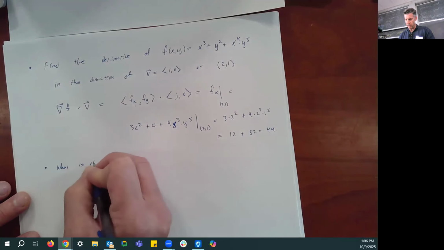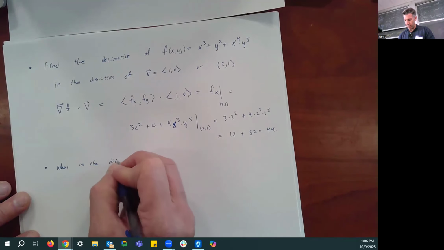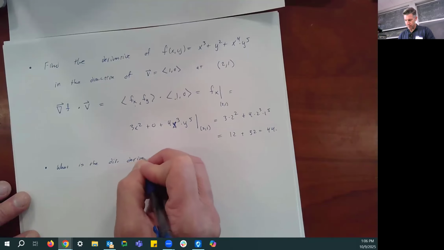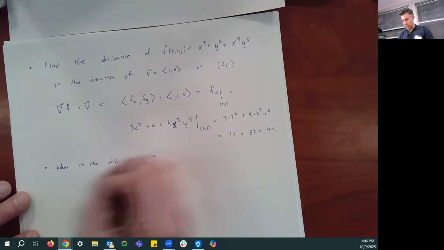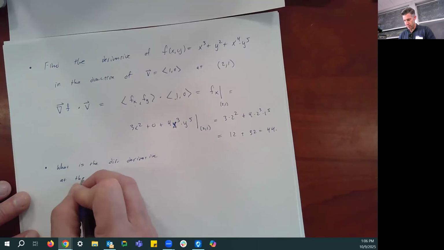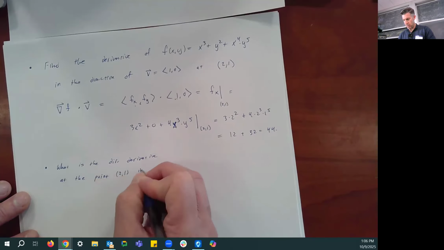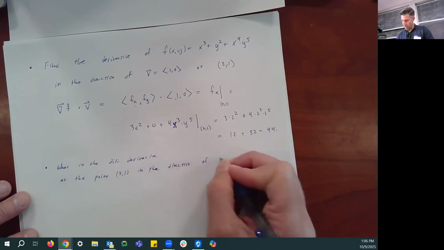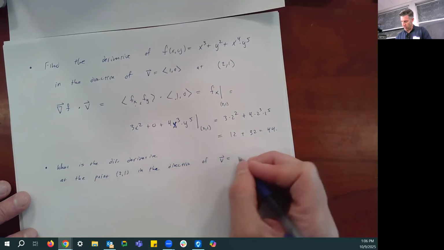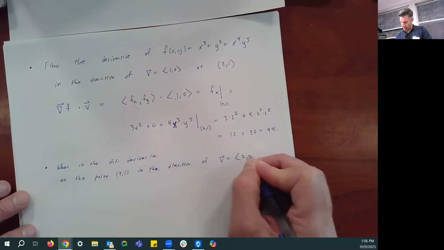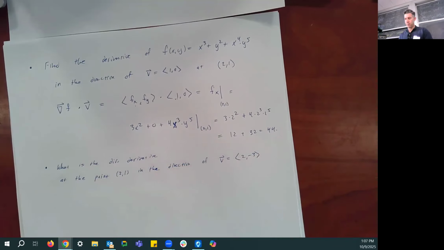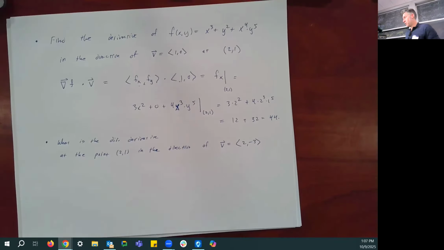what is the directional derivative still at the point 2 comma 1 in the direction of v equal to, I don't know, let's make it something funky, like 2 comma negative 3. And even though it's not particularly nice, it's really just a very straightforward calculation after you've done it a couple times.